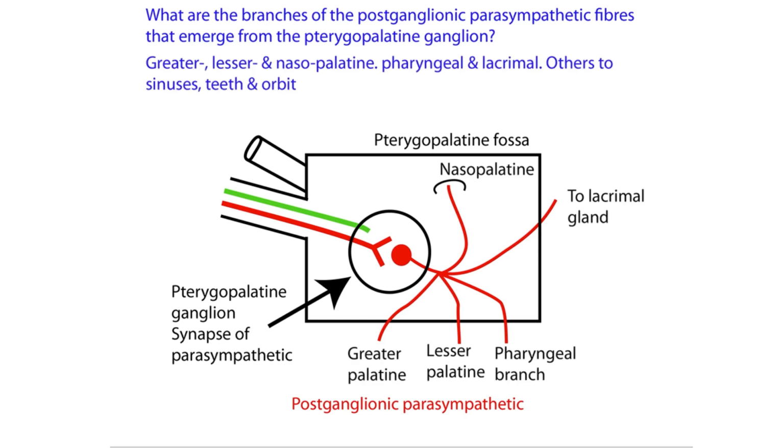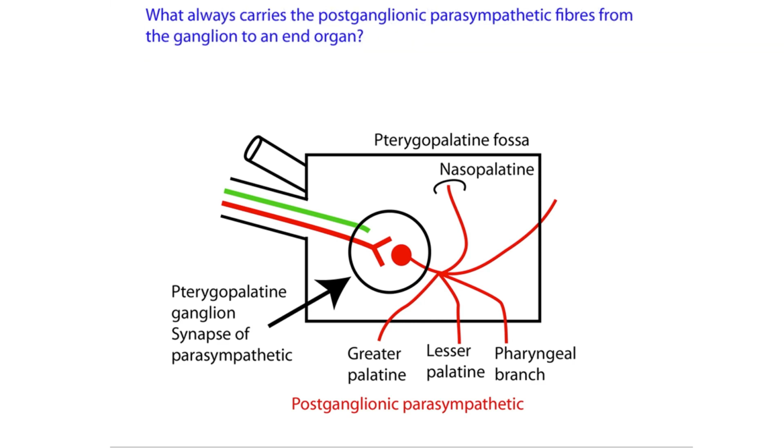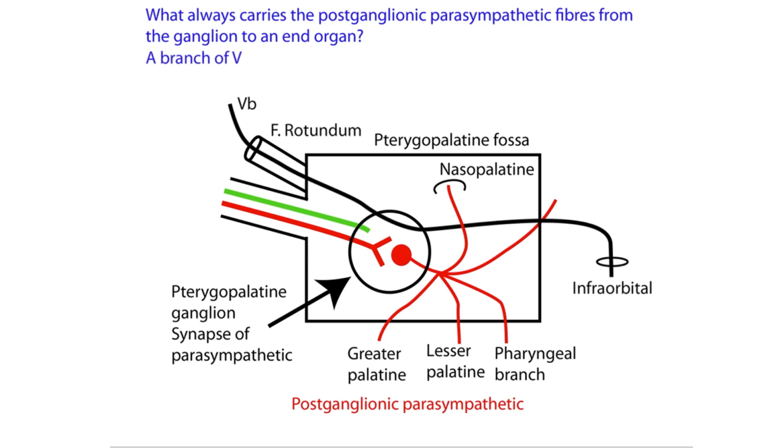Amongst others, there's the greater and lesser and nasopalatine, the pharyngeal and the lacrimal branches. There are other little branches to both the sinuses, the teeth and the orbit. And then we must ask, what fibres actually carry these postganglionic parasympathetic fibres from the ganglion to the end organ? And as always, it is a branch of the trigeminal nerve. In this case, it's going to be branches of the maxillary division.